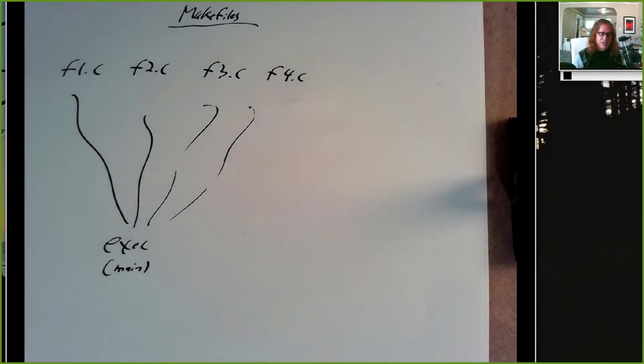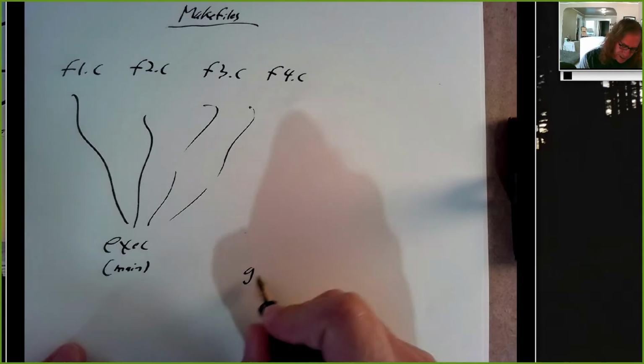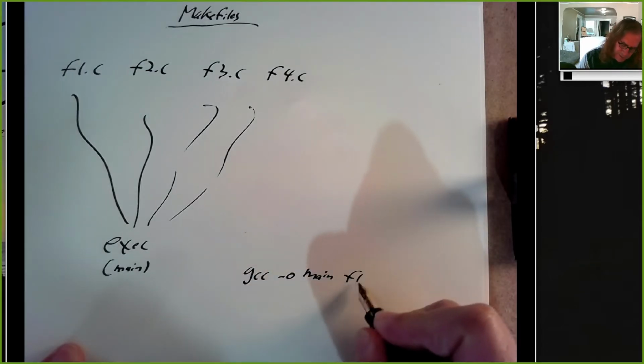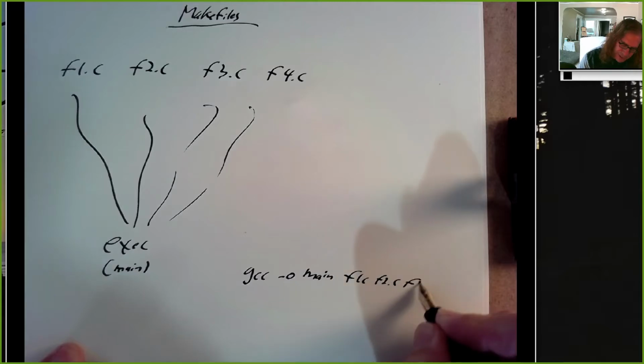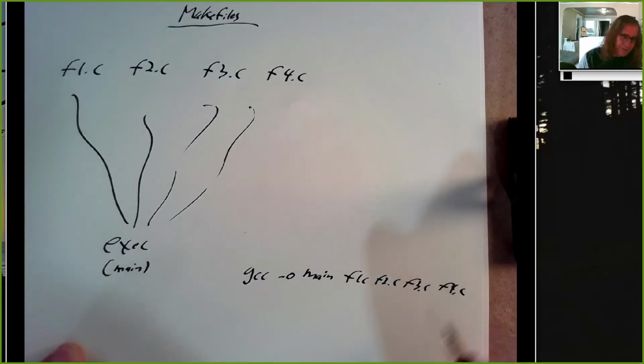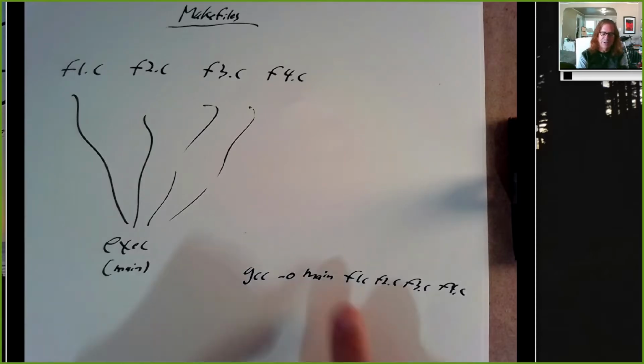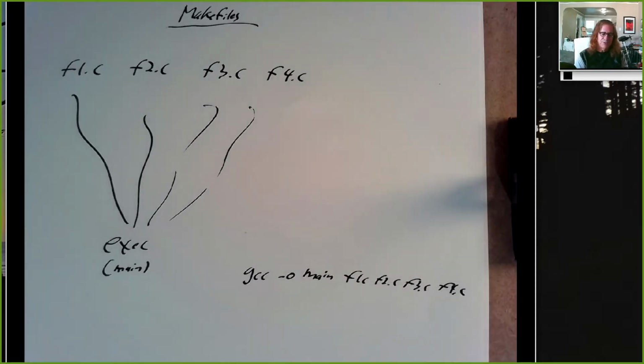And we know that we can do this by just saying gcc -o main f1.c f2.c f3.c f4.c. And that'll work, no doubt, right? This will compile all of these C files, it will give us an executable, and we're good to go. But this is not efficient, okay?